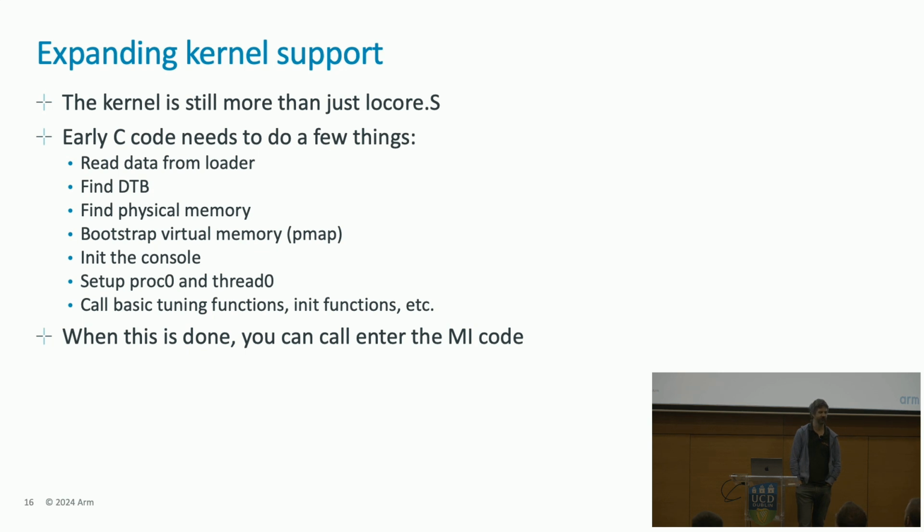There's a few things like proc0, which is the kernel process and the initial thread. And there's a few functions, random tuning functions. You just call them and pretend you know what they do. You don't actually, and it doesn't particularly matter. It's just called early on. And luckily, once you've done this, you can enter machine independent code.